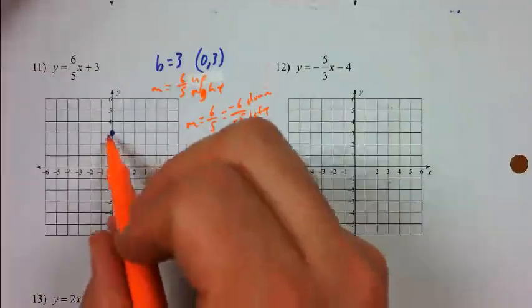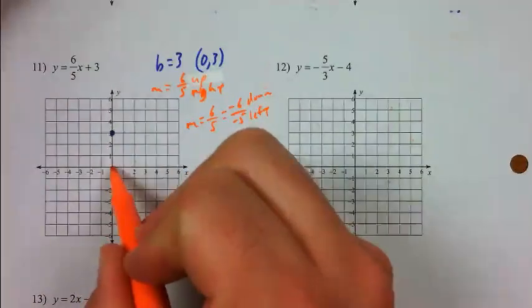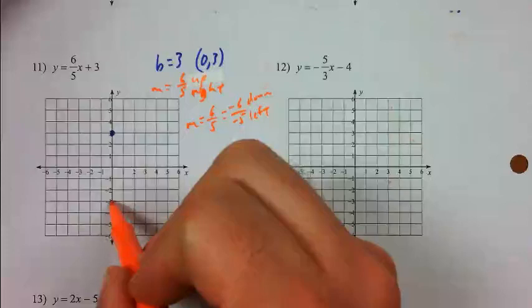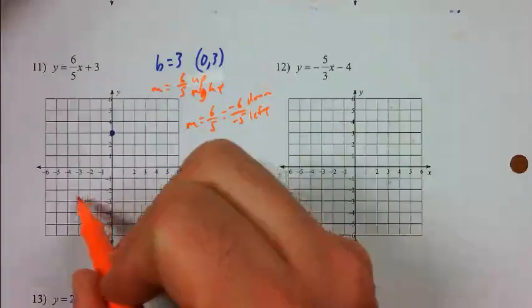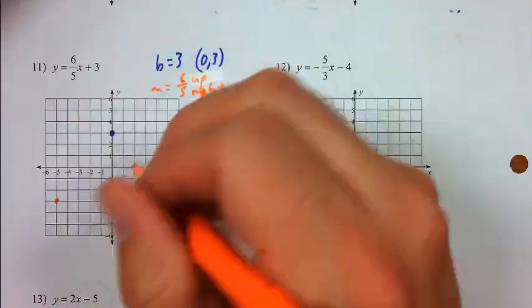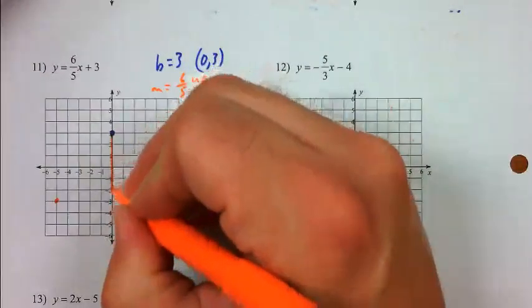So let's go backwards. Down 6: 1, 2, 3, 4, 5, 6. Back 5: 1, 2, 3, 4, 5. So that's my other point.